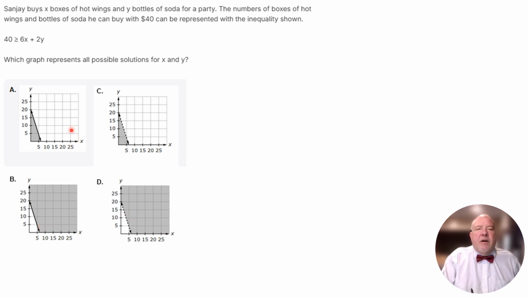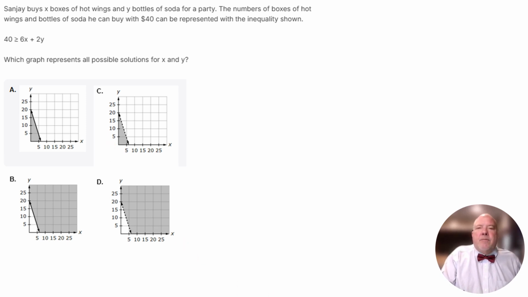The differences are, is it a solid line like A, or is it a dashed line like C? That's number one. And then the next thing is, which side of the line do you shade it on? Okay, so that's what they're really asking us to figure out. A solid line or a dashed line, and which side of the line do you shade on? So let's talk about that. Let's see how we do that.